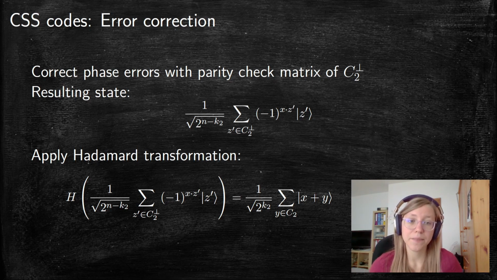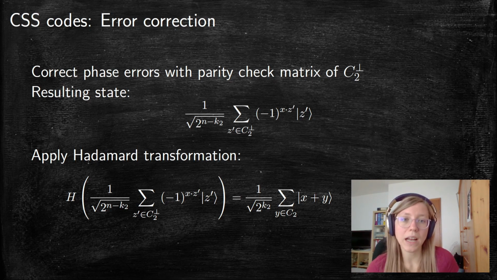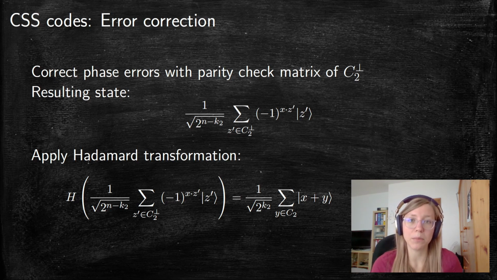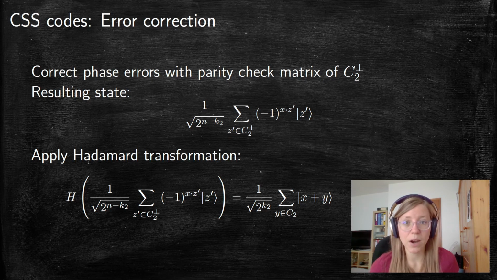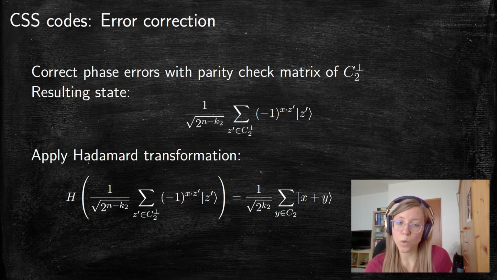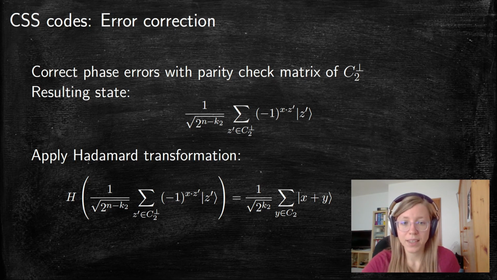And here you can see why C1 and C2 dual both need to be able to correct t errors, because then we can correct t bit flip errors and t phase errors. So the quantum code can actually correct t qubit errors. So yeah, this is how the Calderbank-Shor-Steane code works.